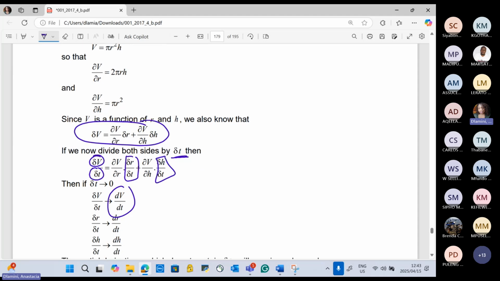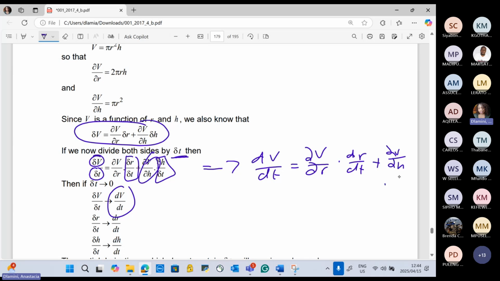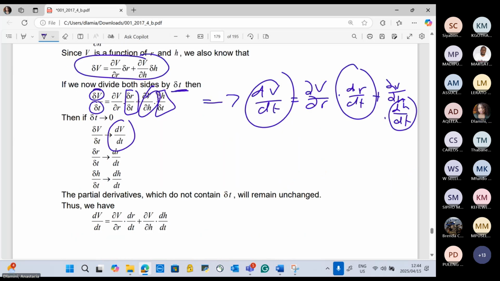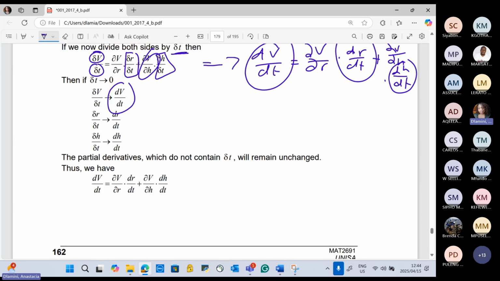So then this becomes what? dV/dt is equal to partial V over partial r times dr/dt plus partial V over partial h times dh/dt. So this is the rate at which the radius is changing, the rate at which the height is changing, and the rate at which the volume is changing. And because I'm very forward, I gave you the formula, which is this one. Are we all together now?